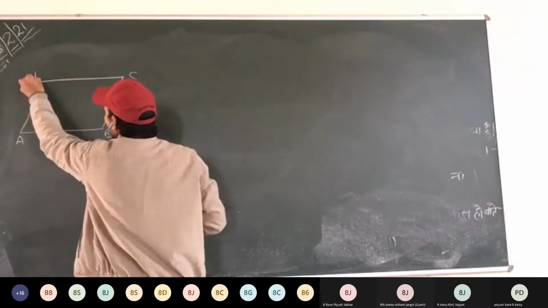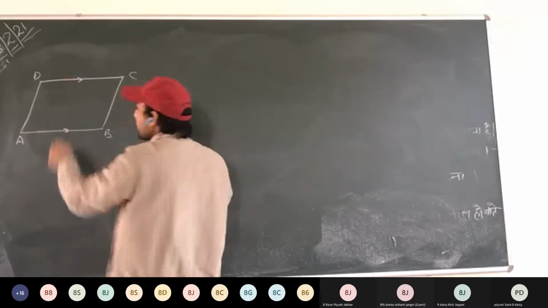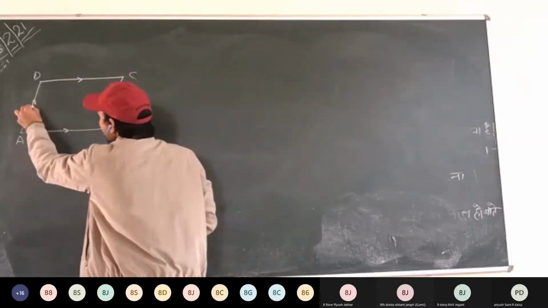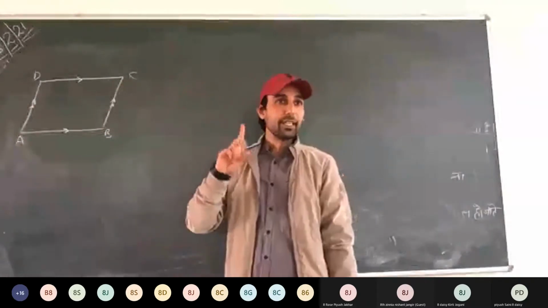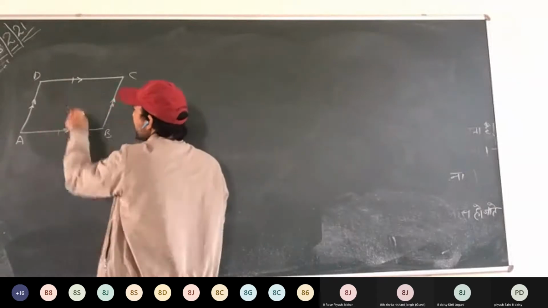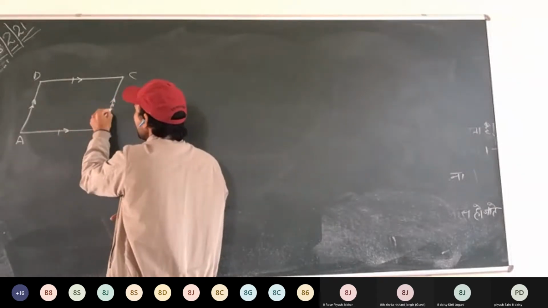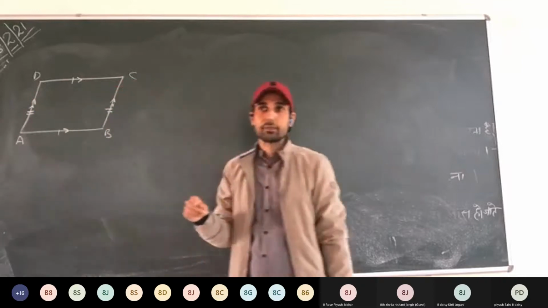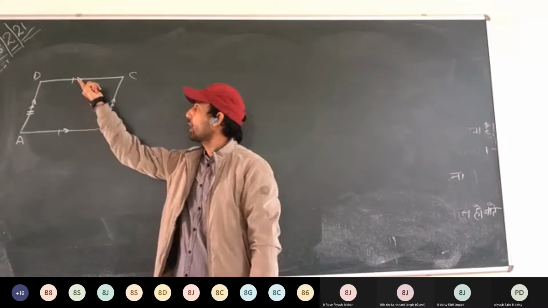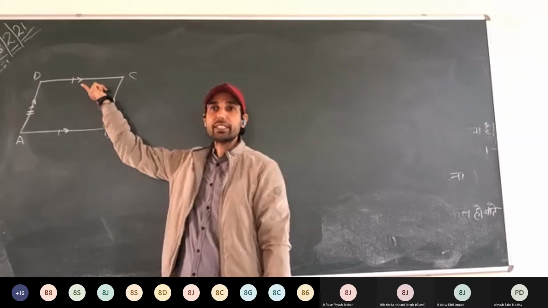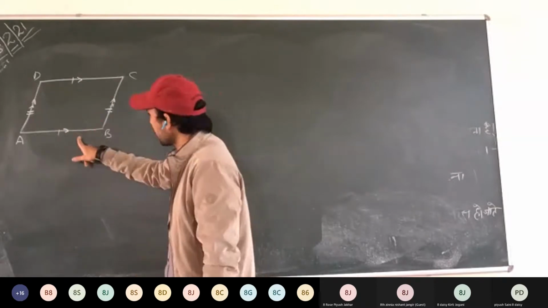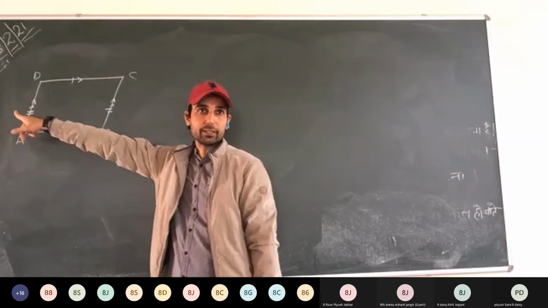A, B, C, D. AB is parallel to DC. BC is parallel to AD. First property, second, opposite sides are equal. So AB is equal to CD or DC. BC is equal to AD. This is understood. If AB is given 5 centimeters, what will be the length of DC? 5 centimeters. If BC is 4 centimeters, what will be the length of AD? 4 centimeters.